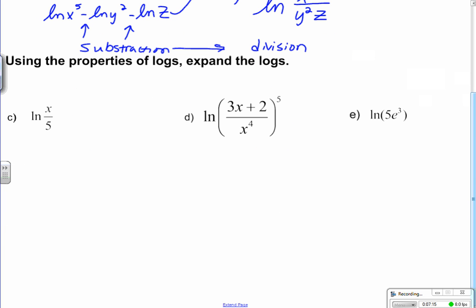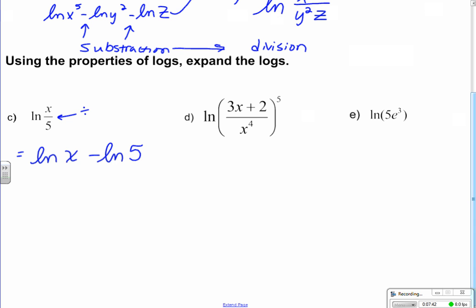Using the properties of logs, please expand these logs. Go ahead, give it a try. Hit pause and maybe write these 3 out and see if we match up with what we're thinking. We want to expand them, so that means I'm going to take them from one single log into 2. Well, the first thing I notice is I see division, and that's going to lead me into the property that says I can make this equal to natural log x minus natural log 5.